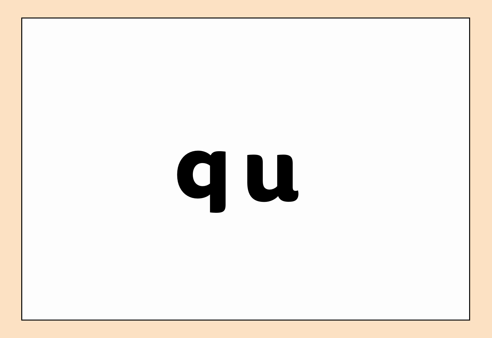Now we have two letters here, letter Q and letter U. Together they are special friends and they make one sound. Qu, qu, qu. Now let's find all the things that have the qu sound.